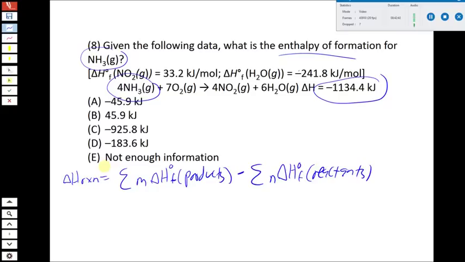All right, so that minus 1134.4 kilojoules is going to be equal to the sum of the delta H's of formation for the products. So on the products, we have 4 NO2s. So we're going to multiply 4 times the delta H of formation of NO2, which is this number here, 33.2. On the product side, we have 6 H2O, so we're going to take 6 and multiply it by the delta H formation for water, which is minus 241.8 for water vapor, as it is given here.